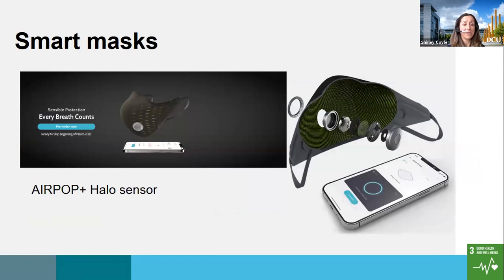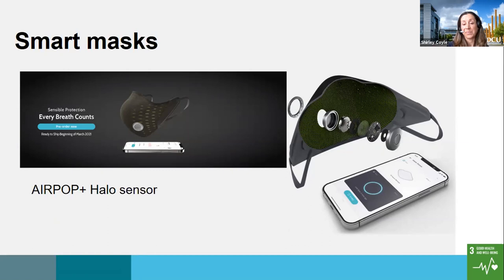This is another one called by AirPop with a halo sensor. And so this has, you can see the circular sensor there, picks up the breathing as the person breathes in and out, and it links it to their phone, and that circle on the phone expands and contracts or glows in sync with the person's breathing. And there are other masks as well that link to your phone and link to microphones to improve the sound going through that can be affected by masks as well.